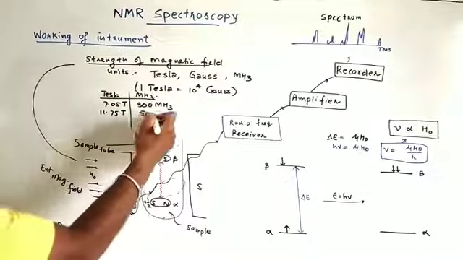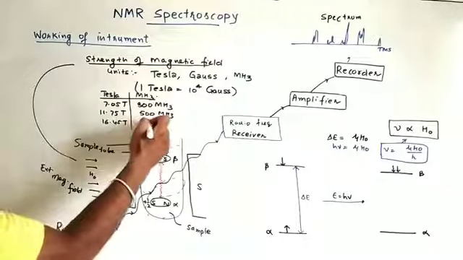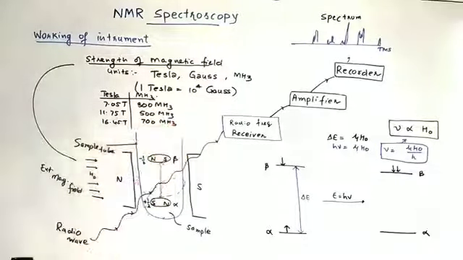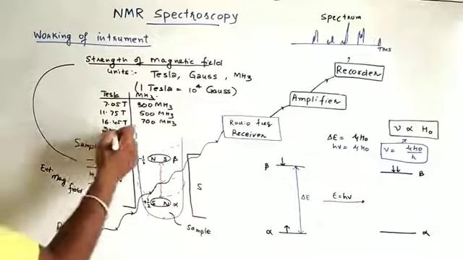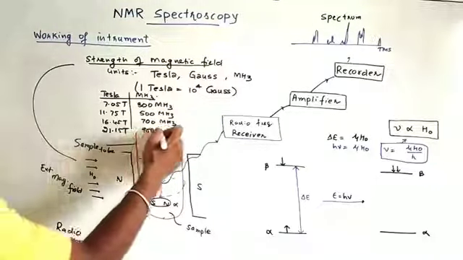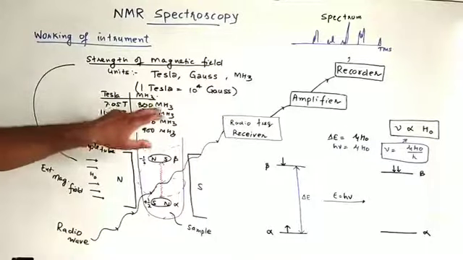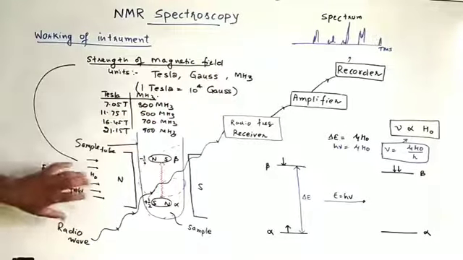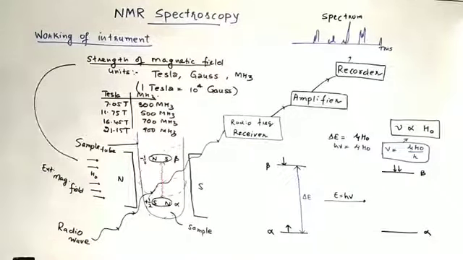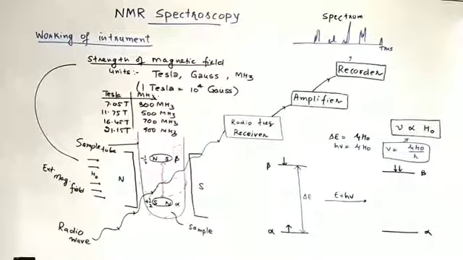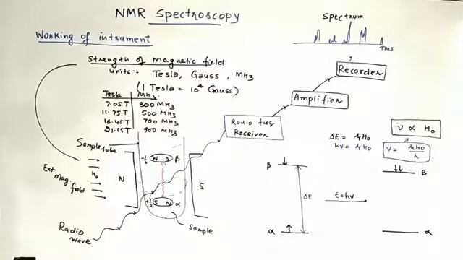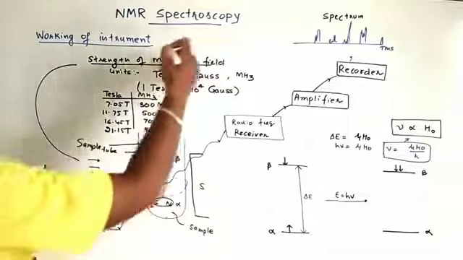If it is 16.45 Tesla, it will be 700 megahertz. If it is 21.15 Tesla, it will be 900 megahertz. These are the various instruments available, with lower and higher field strength. Suppose we are using an NMR spectrophotometer with 300 megahertz, then the strength of the external magnetic field will be 7.05 Tesla. You can imagine how strong a magnetic field we are using in NMR, because Earth's magnetic field is just 0.5 Gauss.